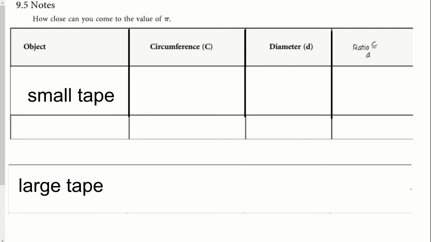All right, so welcome to chapter 9.5 notes. Here, the point of these notes is to see how close we can come to the value of pi using objects around the house. The two objects that I have chosen are one small tape and one large tape. So we can find its circumference and we can also find the diameter. Let's go ahead and start with the small tape.